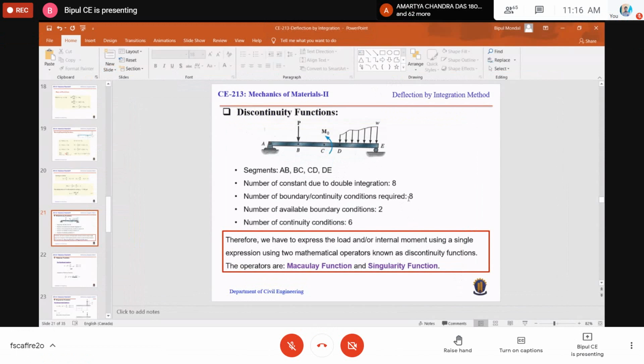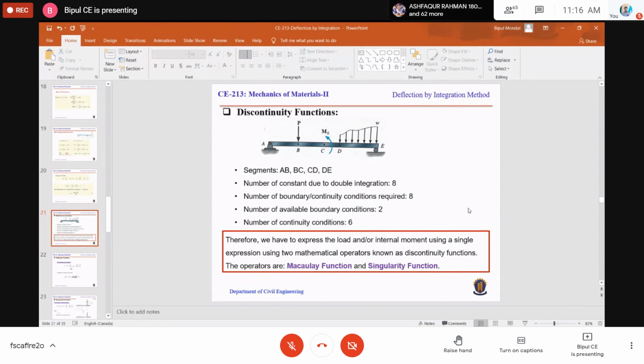We need 8 boundary conditions to solve this problem, but we have only 2 boundary conditions. So we need 6 continuity conditions. We need 6 extra conditions to solve the problem. So it is very, very difficult to develop those 6 continuity conditions.